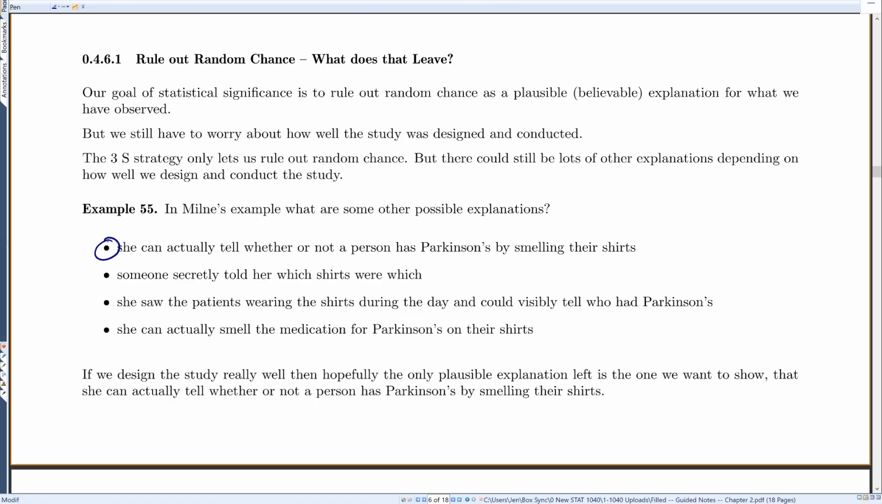Now, in this class, we'll assume that all of our studies are well designed. When you go out into the world and you're reading research articles, I highly suggest you go through and read how the study was designed before you trust the study, because not every study is designed well.